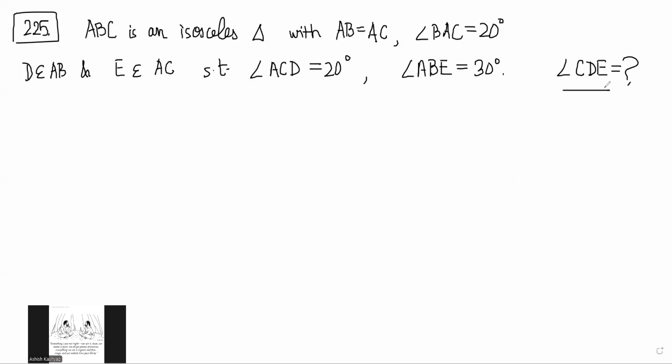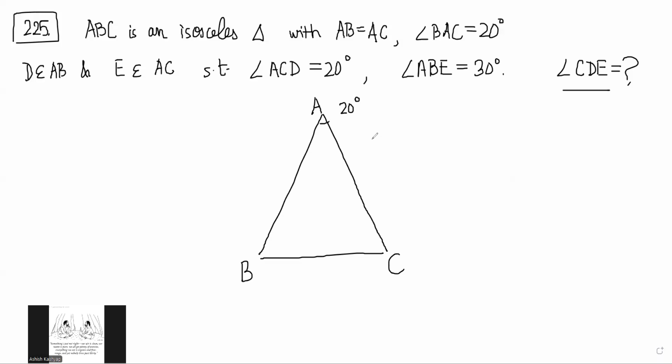So let's draw the figure. Isosceles triangle with AB equals AC. So BAC is 20 degrees. This is isosceles. Then we have to find point D on AB such that ACD is 20.